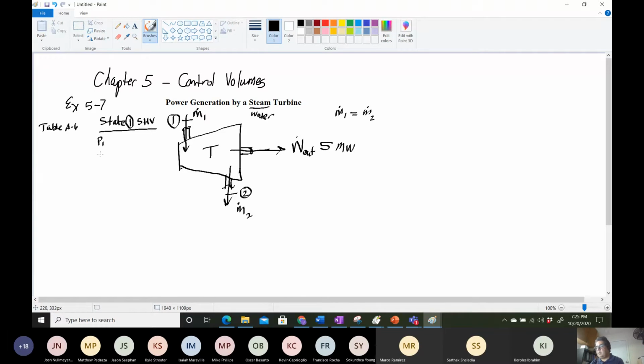And this is what is given. They give us the pressure at 1, it's 2 megapascal. They give us the temperature at 1 is equal to 400 degrees C. And then they get kind of difficult on us. They give us velocity and they give us height. So the velocity of the steam is 50 meters per second, and the height is 10 meters, right? All right. And then they give us conditions for state 2.